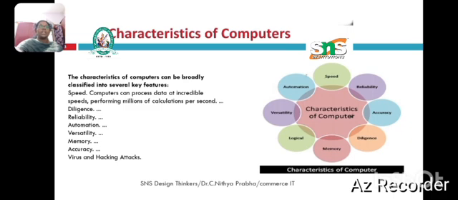In versatility, computers can be programmed to perform a wide variety of tasks, from simple calculations to complex simulations, by changing their programs. In memory, computers have both short-term memory, that is RAM, and long-term hard drive memory to store data and programs. In storage, computers have significant storage capacity to store large amounts of data, including documents, images, videos, and more.